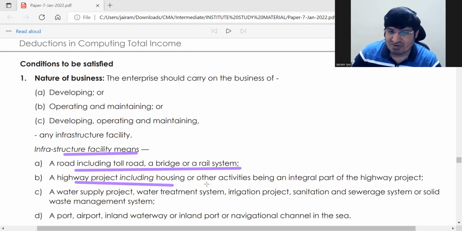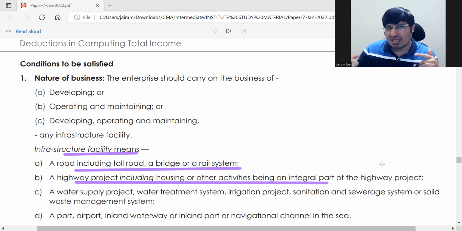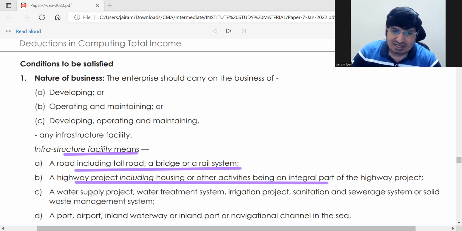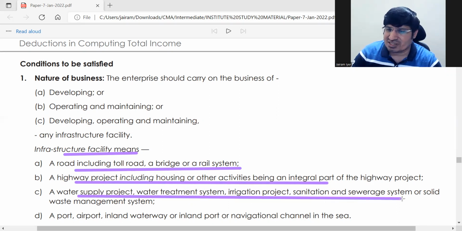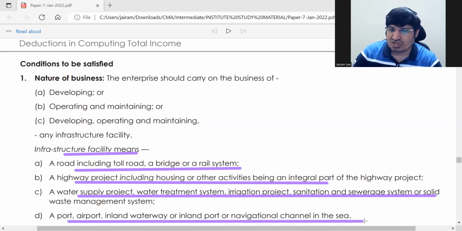And second is highway project with housing and other activities being an integral part. So as you know, you build a highway project, along with it you also have housing or other facilities, just to develop that area more. So the plan itself is like that. We'll build a highway and then there will be certain housing projects also closer to the highway. और ये है, third is water supply, irrigation, sewerage, all those things. Then last is port, airport, inland waterway, inland port. So the last point is about ports, airports, things like these.